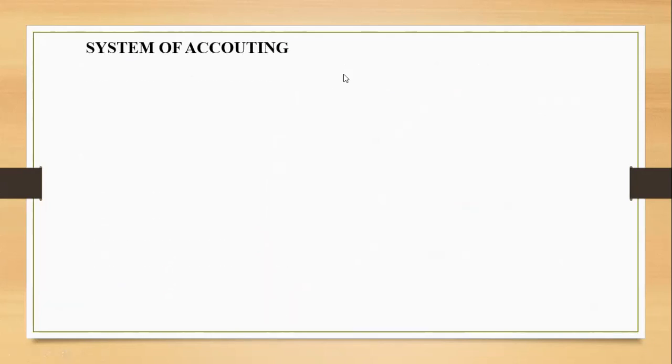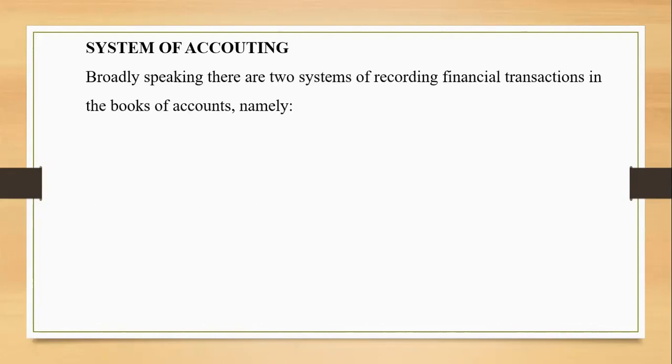Now let us start with the system of accounting. The system of accounting that we are going to learn in this particular year, 11th, and the system that you are going to follow throughout your lifetime as far as you learn accountancy, is the double entry system. That is one of the systems of accounting. It is basically categorized into two. One is the double entry system.